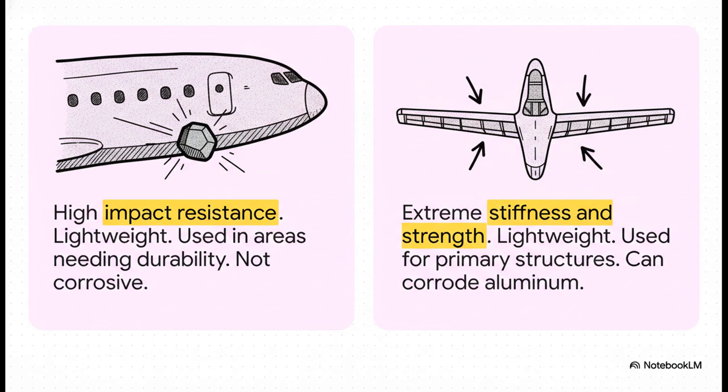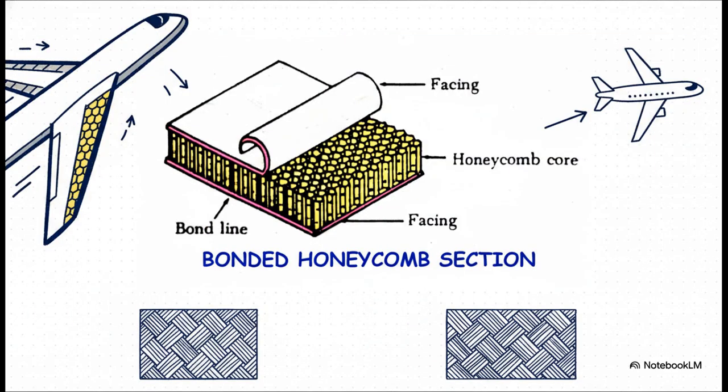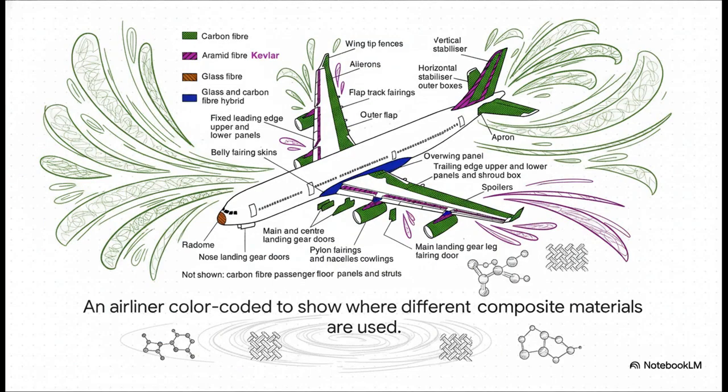Then you've got carbon fiber. It's the strong, lightweight athlete, providing the insane stiffness and strength you need for major parts like the wings and tail. And this is how they often use them. It's just brilliant. You take two super thin, super strong sheets like carbon fiber, and you bond them to a super lightweight honeycomb core in the middle. What you get is a panel that's unbelievably strong and rigid, yet weighs almost nothing. It's pure engineering magic.